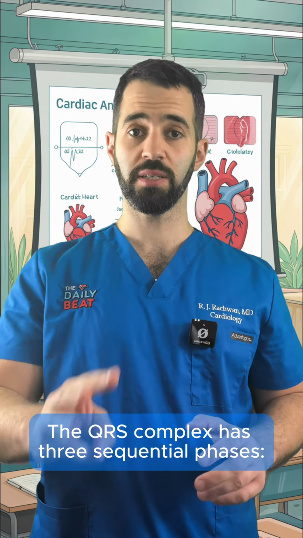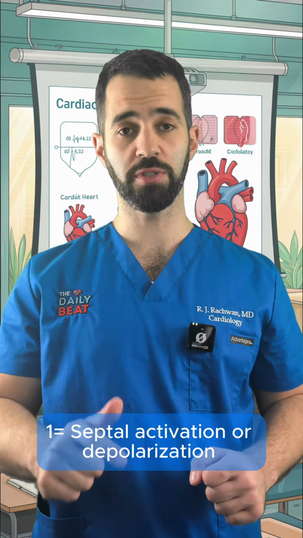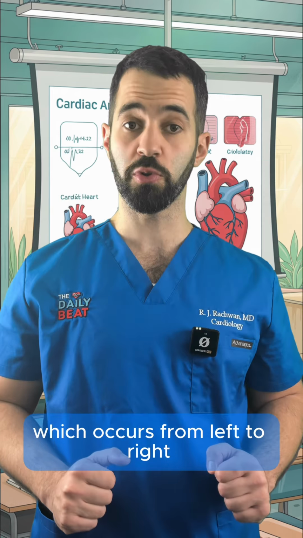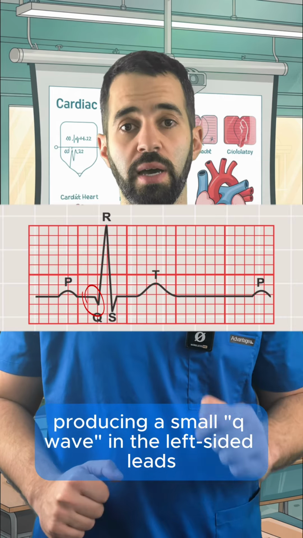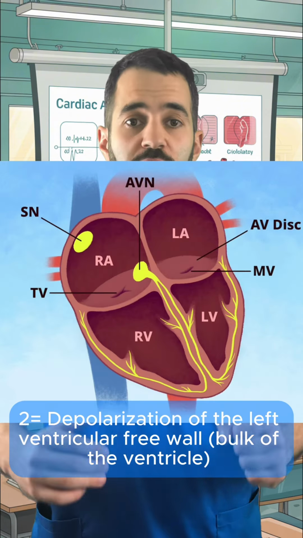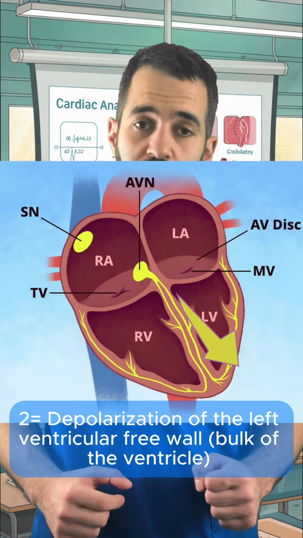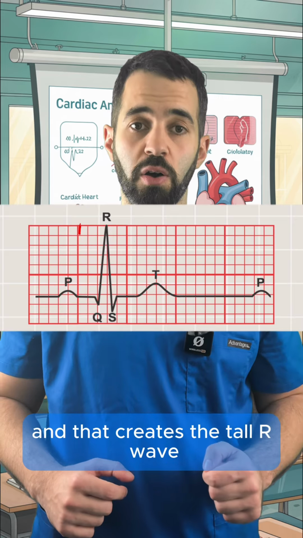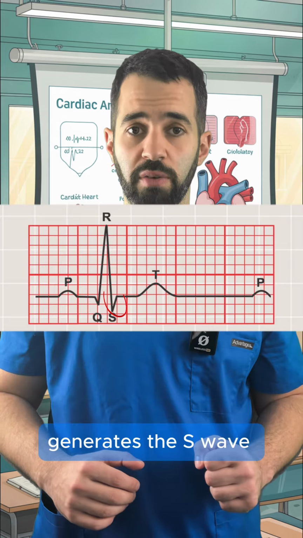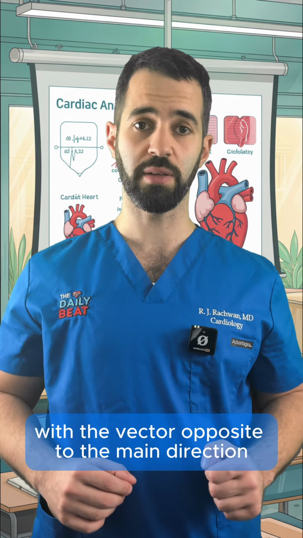The QRS complex has 3 sequential phases. First, the septal activation or depolarization, which occurs from left to right, producing a small Q wave in the left-sided leads. This is followed by depolarization of the left ventricular free wall, which is the bulk of the ventricle, and that creates the tall R wave. Late activation of the basal and posterior region generates the S wave with the vector opposite to the main direction.